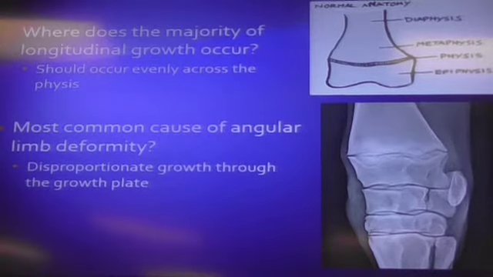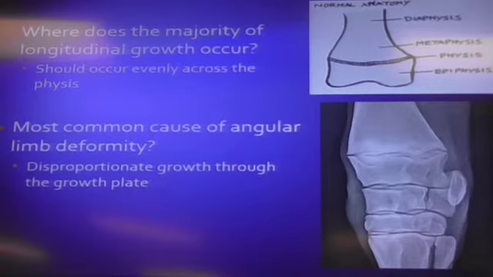So first of all, we have to think about how growth occurs, because we're talking in the majority of cases here about foals, about developing new horses. So where does a majority of longitudinal growth occur? Here's a normal anatomy. Remember, you've got your diaphysis, your metaphysis, your physis, and your epiphysis. So, the answer's already there.